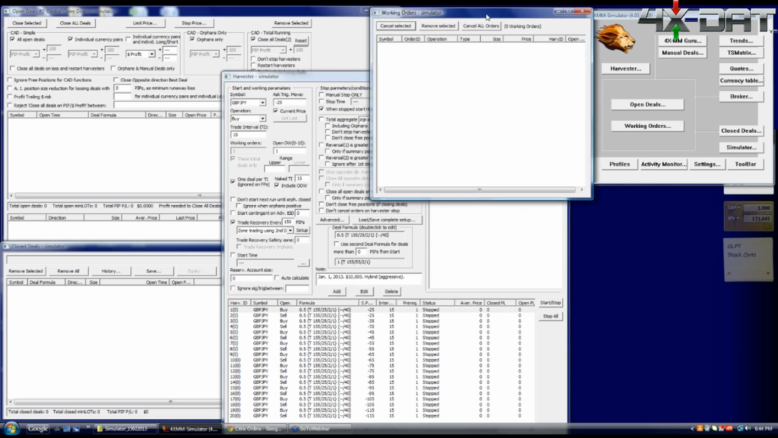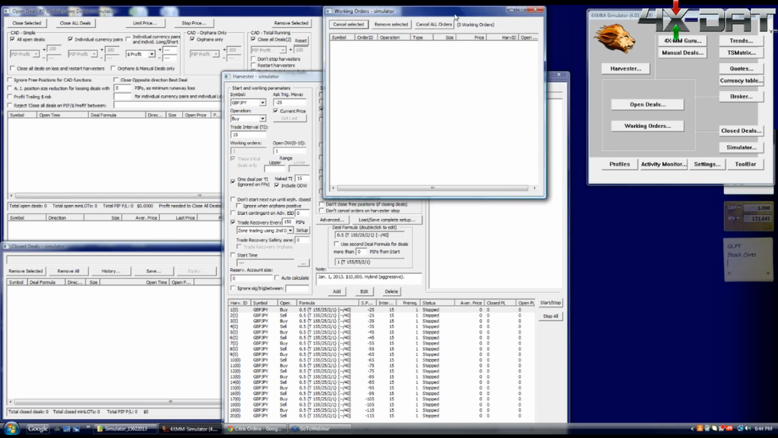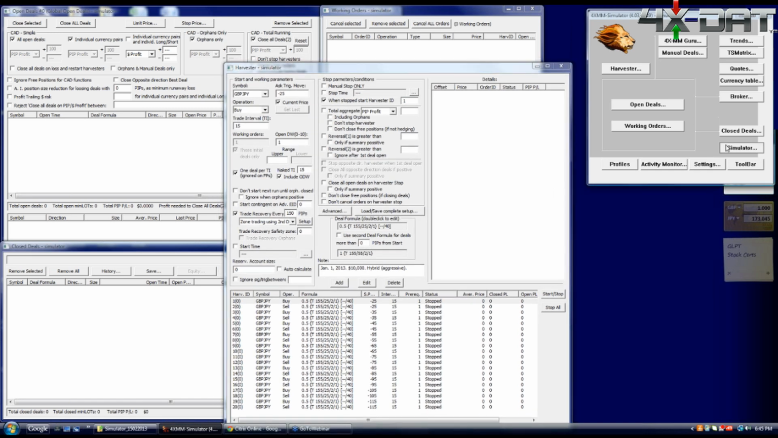This is where all the working orders that the software will be placing and canceling from time to time, depending on what is happening in the market. It will manage these pending orders, and many of them will be executed. Some of them will not be executed. It really depends on what the market is doing and what the software decides it needs to do. So we've got that, so we'll be able to monitor those. I will open my simulator.